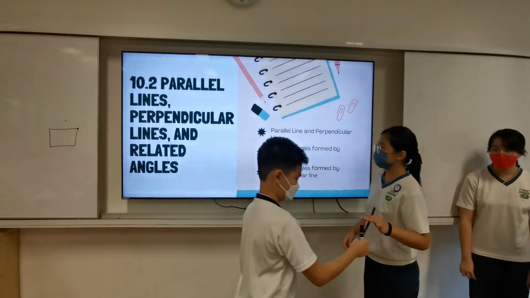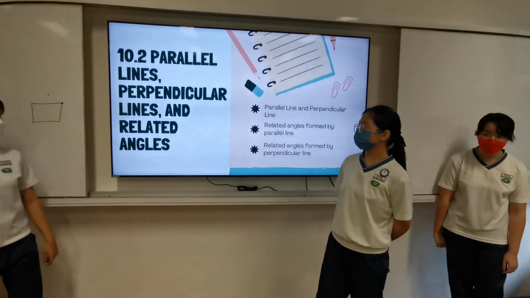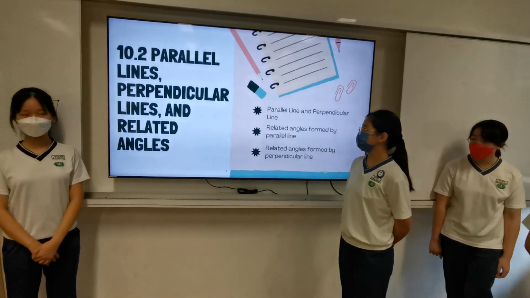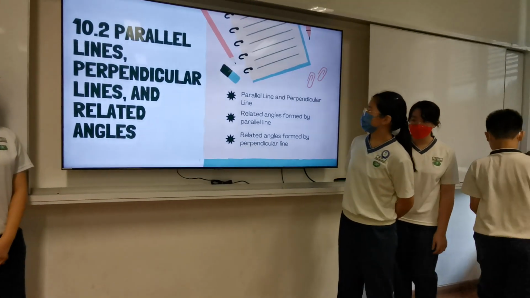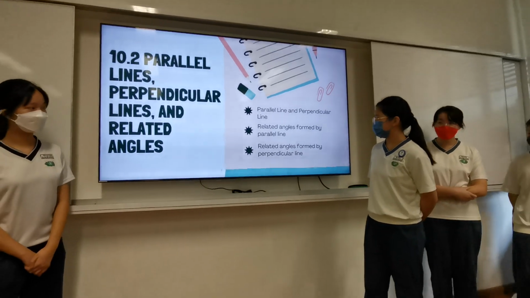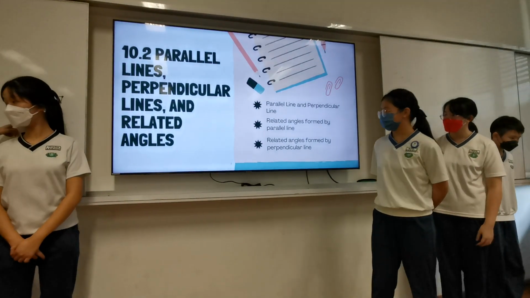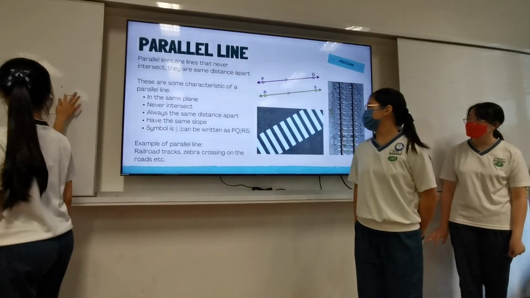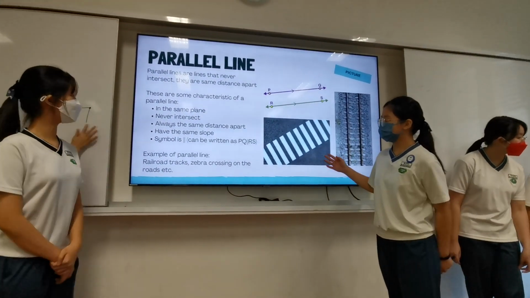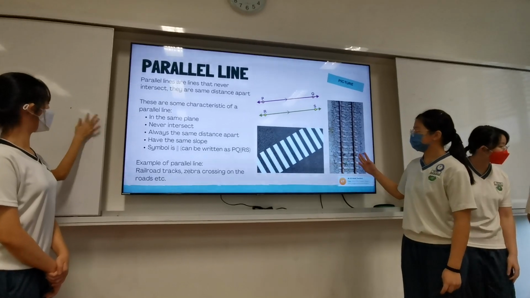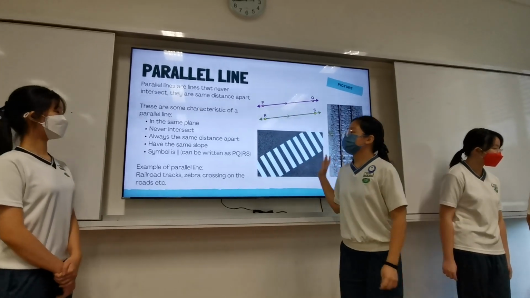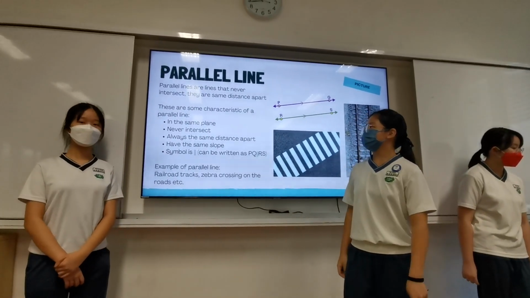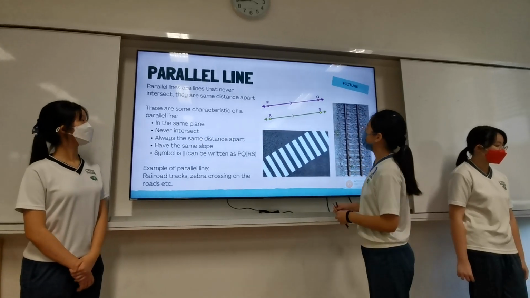And now I'm going to talk about chapter 10.2, parallel lines, perpendicular lines, and related angles, including the related angles formed by parallel lines and related angles formed by perpendicular lines. So this is an example of parallel lines. This is the zebra crossing on the road and railroad tracks. Parallel lines are lines that never intersect. They are the same distance apart.